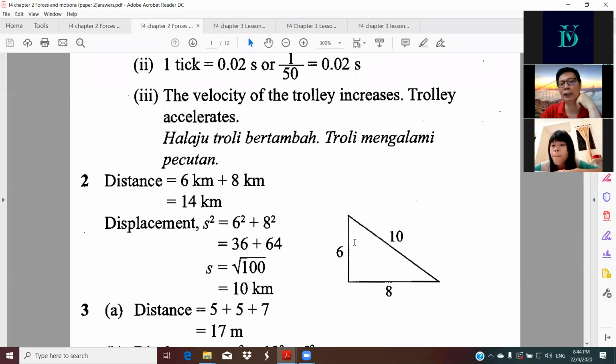So we don't care about the direction, right? Just 6 plus 8, so it's 14 km. Okay, this one is distance. Now, 6 plus 8. Okay, displacement, right?